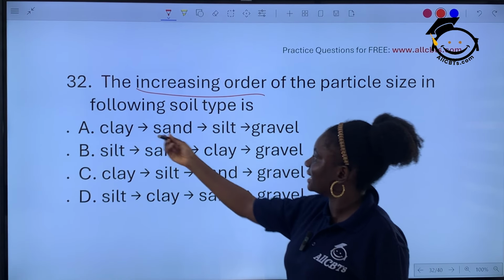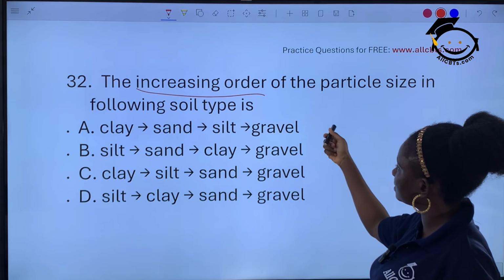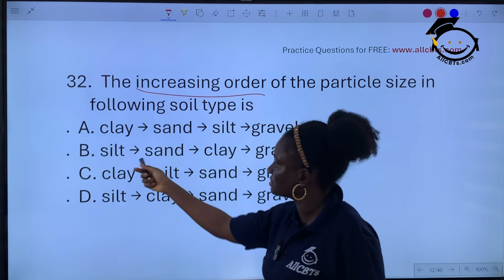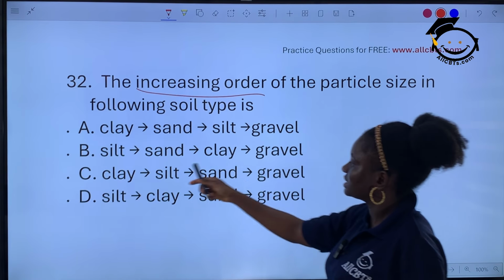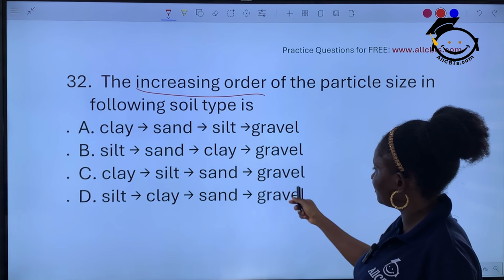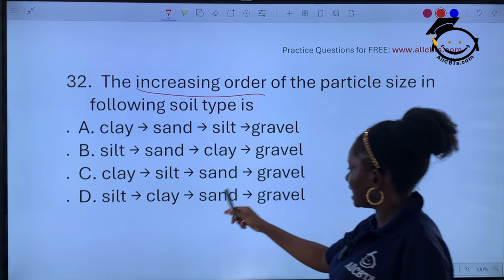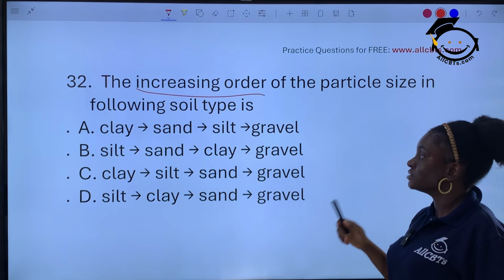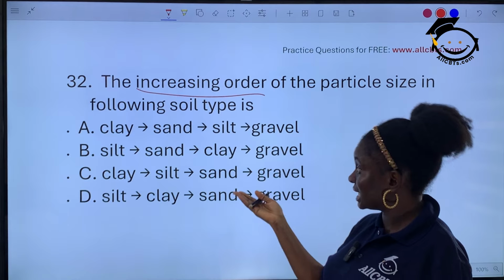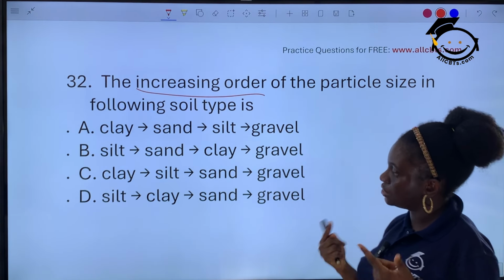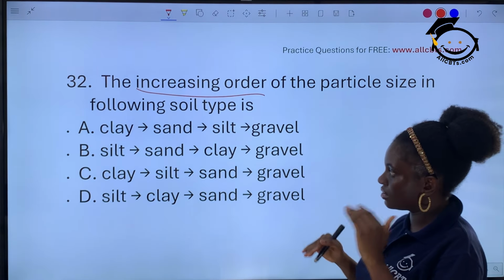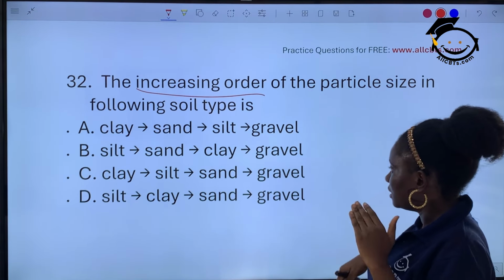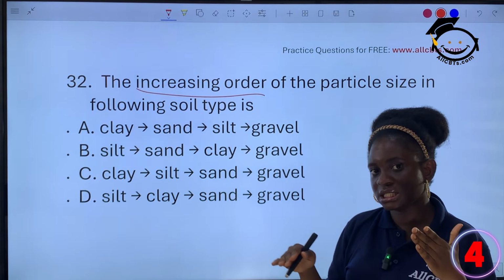So option A, clay, sand, silt, gravel. B, silt, sand, clay, gravel. C, clay, silt, sand, gravel. D, silt, clay to sand to gravel. So which is the correct answer? Clay, yes, is the smallest. So we filtered it. We are in between options A and C. Then the next one is what?